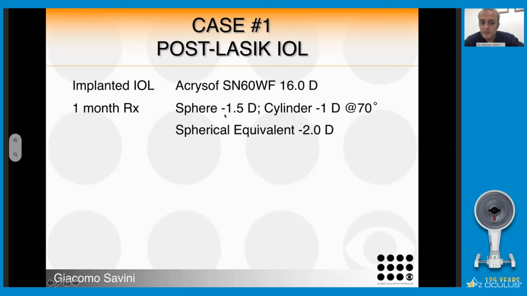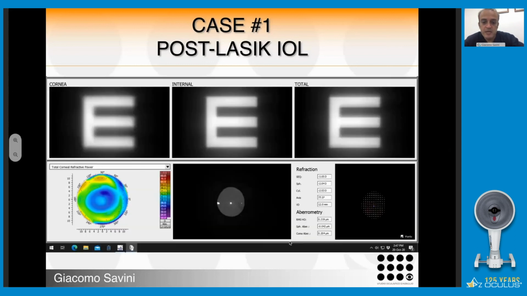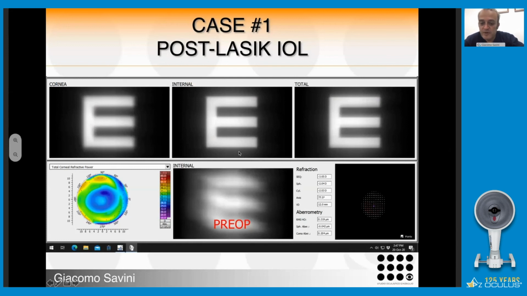the 1 month postoperative refraction was minus 1.5 with minus 1 of cylinder, a spherical equivalent of minus 2 diopters, which was exactly what Olsen predicted before surgery. And one more reason to love this approach. And if you look at the post-operative display of visual quality, now the internal optics is perfect, especially if you compare it to the preoperative one.